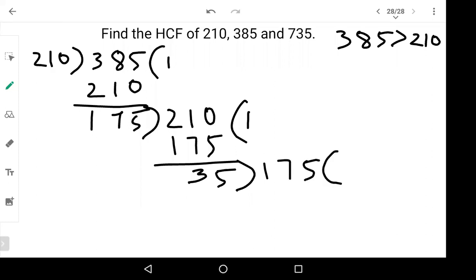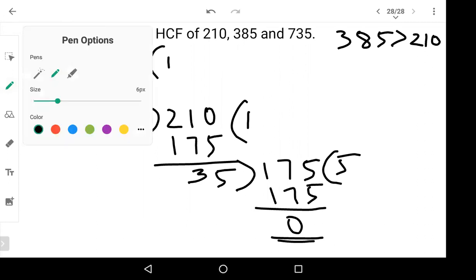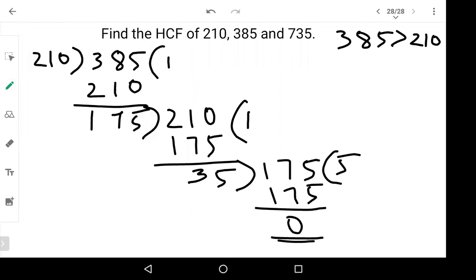Now I'm going to take 175 here. Now 35 into what is 175? 35 5s are 175. Just check 35 table, you will easily get. So I get remainder as 0. Okay. Yeah. So now the HCF of 210 and 385 is 35.